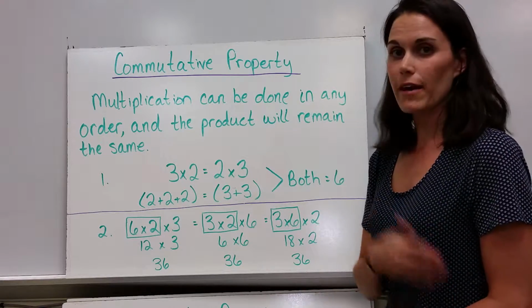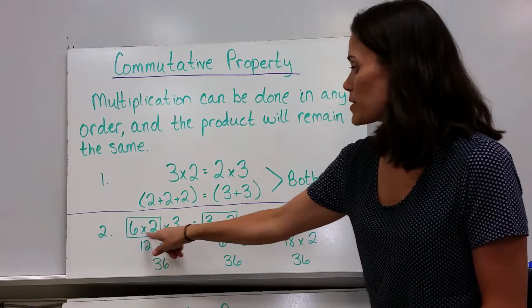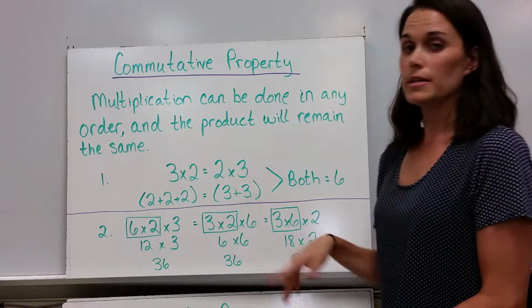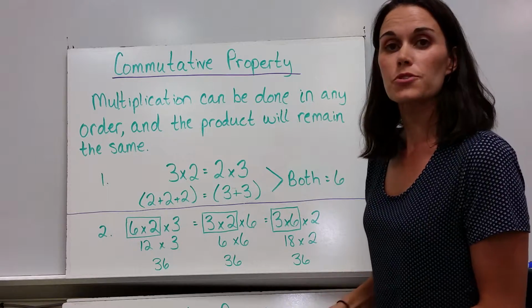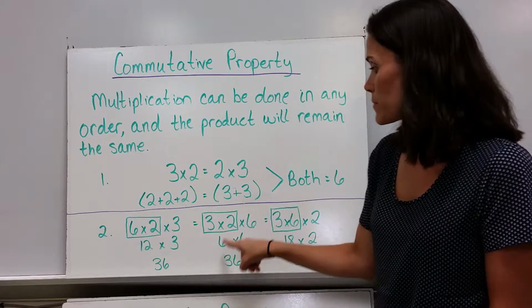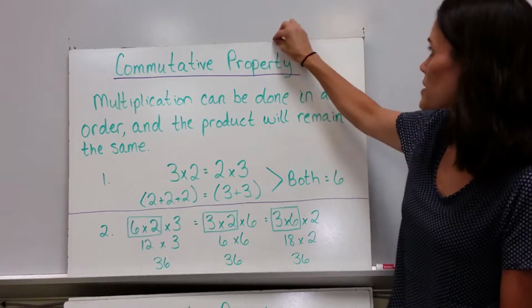This applies even if you have 3, 4, 5, doesn't matter how many numbers. If you have the same three numbers, so 6, 2, 3, 3, 2, 6, 3, 6, 2, even though they're in a different order, the answer is still going to be the same. You can see this one's 12 times 3 is 36. This one's 6 times 6 is 36. This one's 18 times 2 is 36.